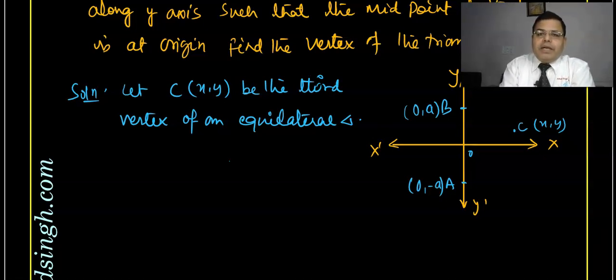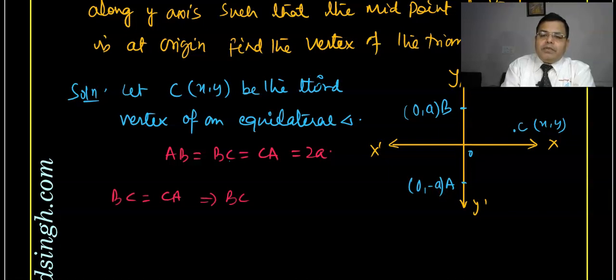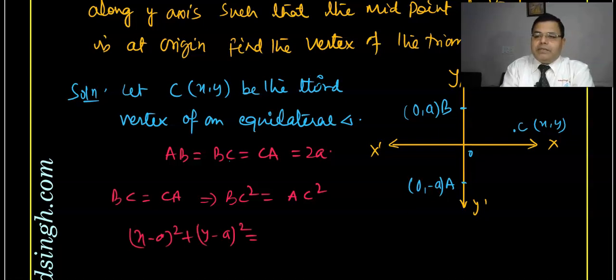Now, since it is an equilateral triangle, AB is equal to BC is equal to CA, and each one is equal to 2a, because the side is 2a. Now, BC is equal to CA, that is, C is equidistant from both. In that case, BC square is equal to AC square. BC square, using the distance formula, is x minus 0 whole square plus y minus a whole square. I have not written a square root because I have written the square already. And AC square will be x minus 0 whole square plus y plus a whole square.